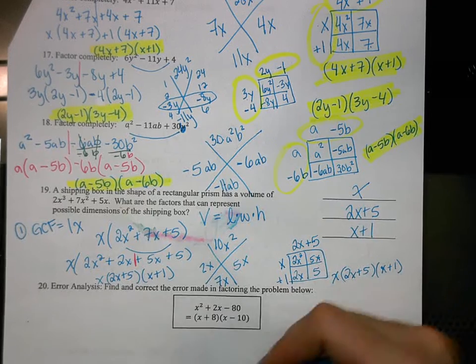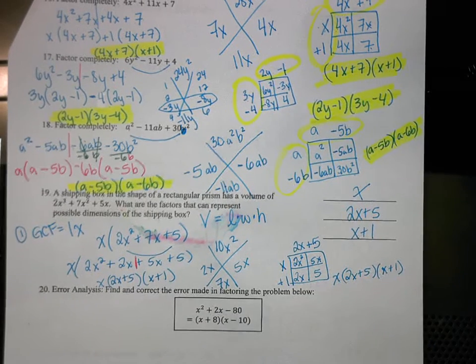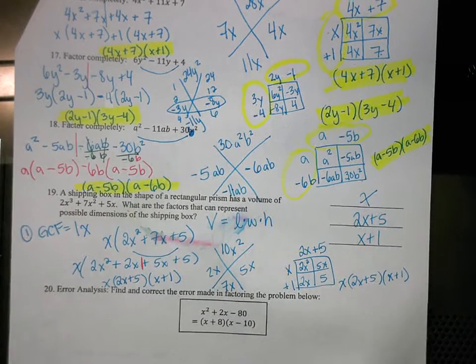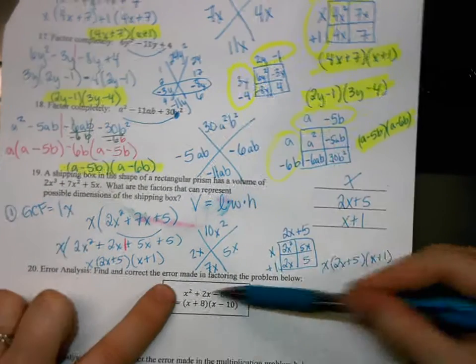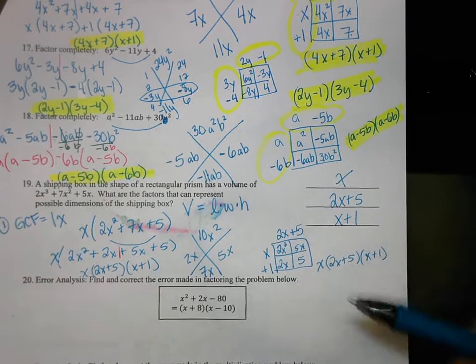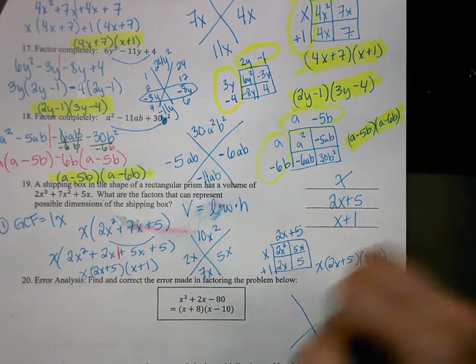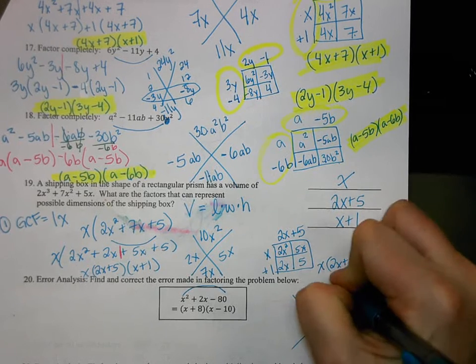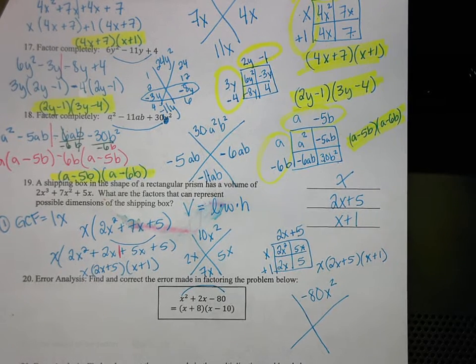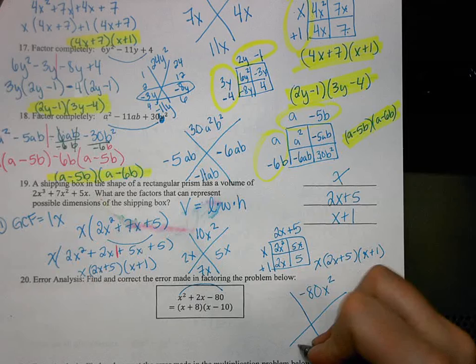These last two are error analysis problems, which means you are finding what went wrong. I'm just going to solve it correctly so that I can see what went wrong. So I want to multiply the first times the last, and I get negative 80x squared. And then the positive 2x goes down here.